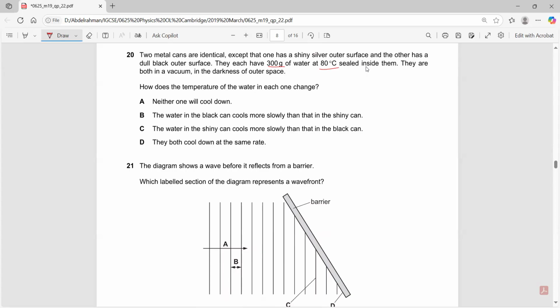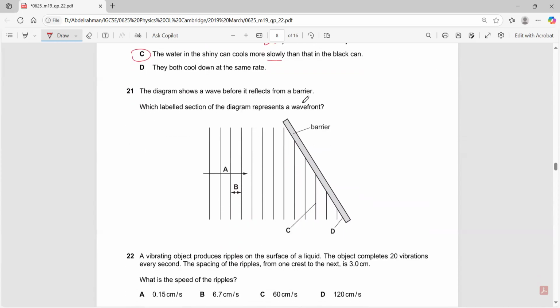They will both lose energy due to infrared radiation. The shiny silvered one will have a lesser rate of losing this energy, right? Neither one will cool down. This is wrong. The water in the black one cools more slowly. No, actually, the water in the shiny can cools more slowly. Yes.